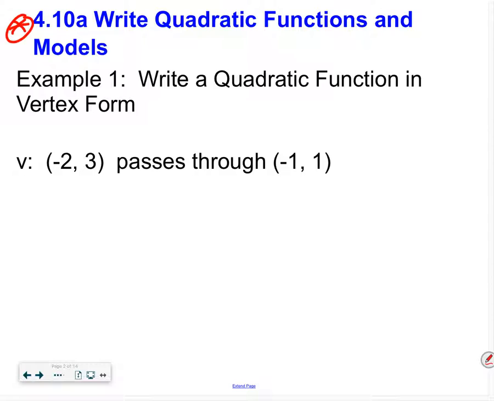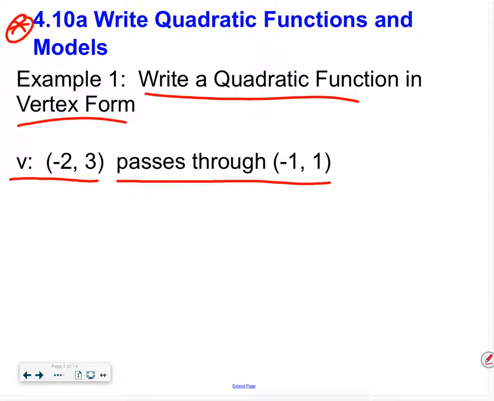Alrighty. So write that as your title. And then just write that down there quick: write a quadratic in vertex form. And this is the information we're given. The vertex is there, and it goes through (-1, 1).